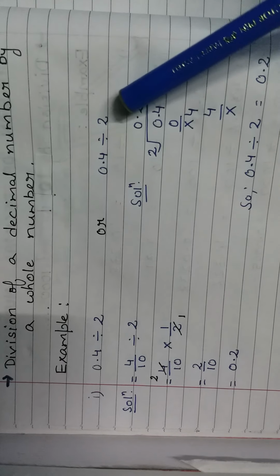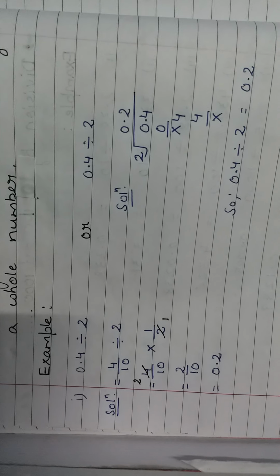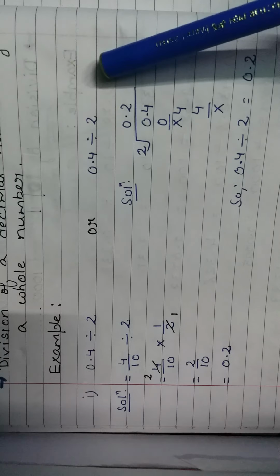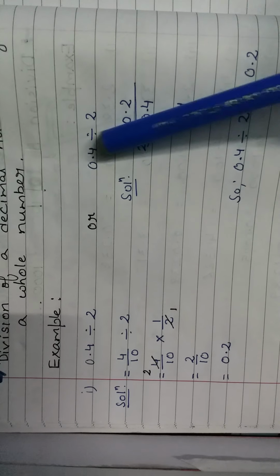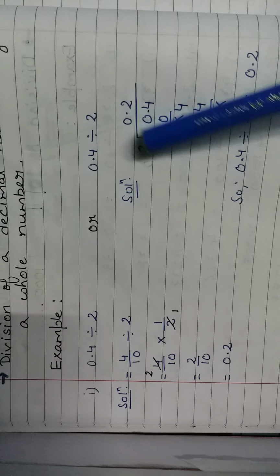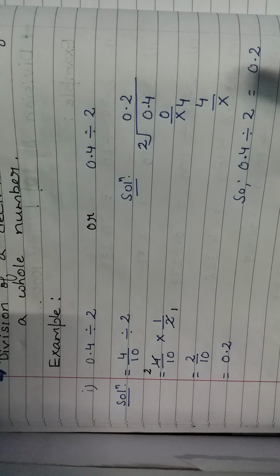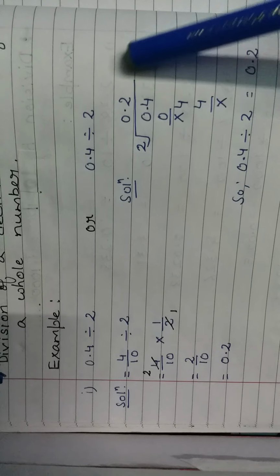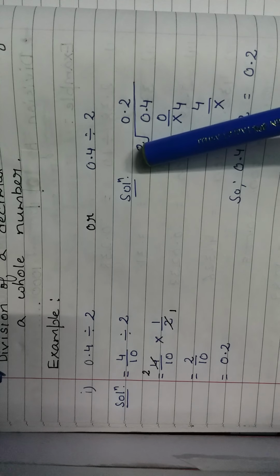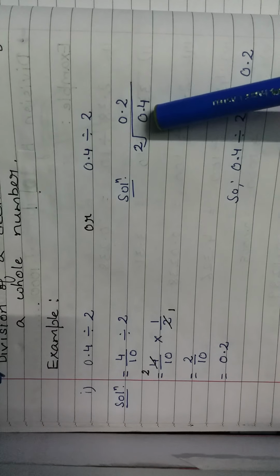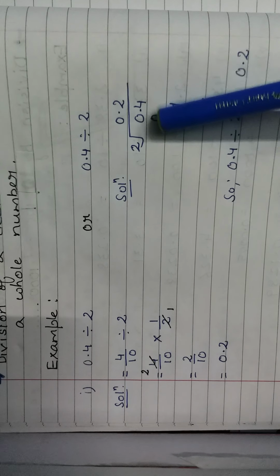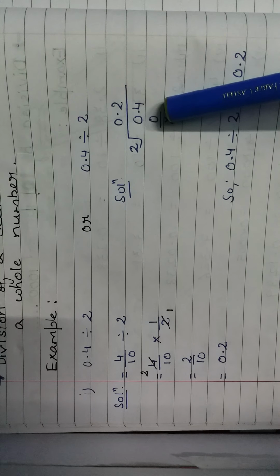You can see over here, we have the same example, 0.4 divided by 2. So we can divide this dividend by 2 in the same way as we divide a whole number, but there are some different things that I will tell you. So here we have to divide 0.4 by 2. As before the decimal we have 0, so 0 times will be 0.